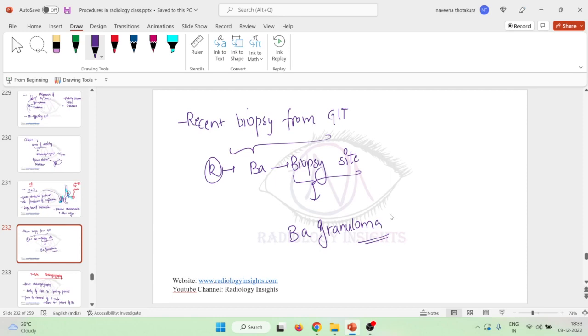So these are the important indications and contraindications of barium meal.